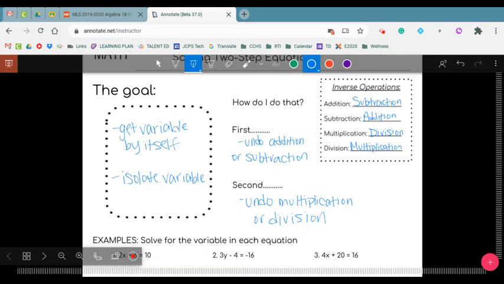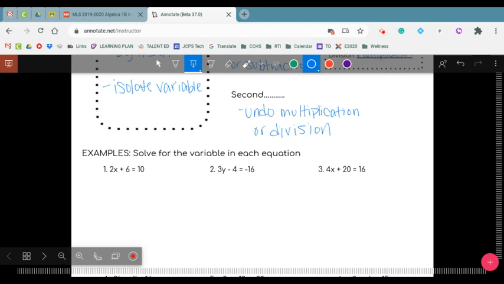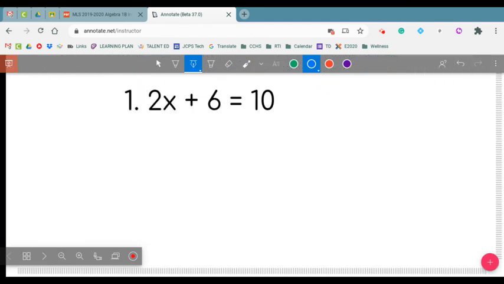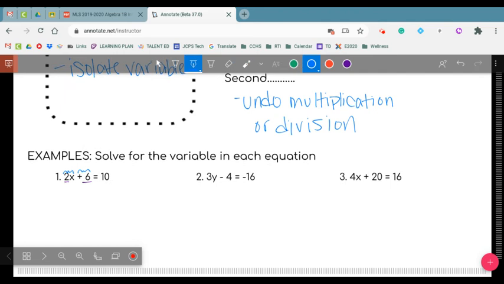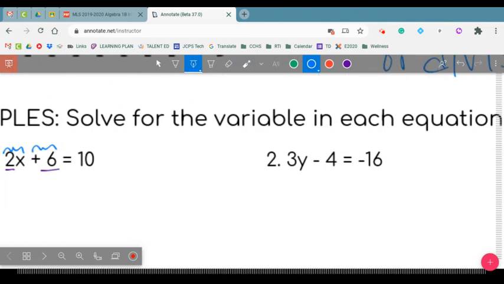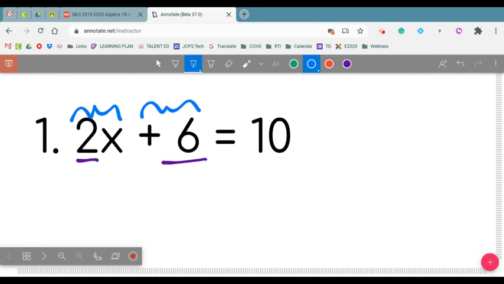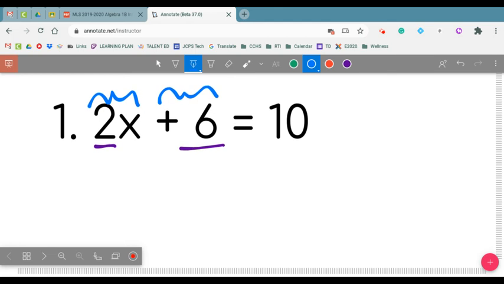Okay, so let's go down to the bottom and let's do a couple examples. It says solve for the variable for each equation. So I'm going to look at this first one. I have 2x plus 6 equals 10. So we can see that there's two things now not allowing this x to be by itself. There's this 2 and there's this 6. So the 2 is being held to this x by multiplication. And then the 6 is being held by addition. So if we remember, whenever we started, we said first we need to undo our addition and subtraction. So we want to get this 6 away from this 2x.